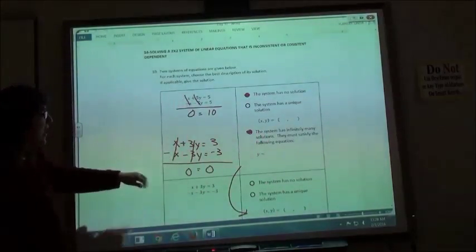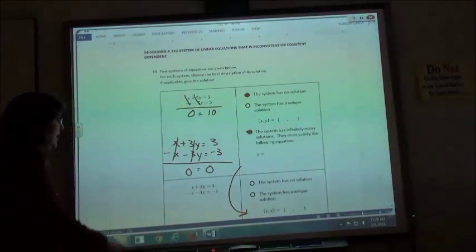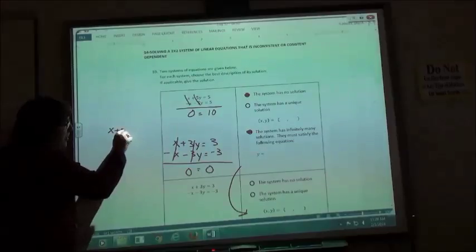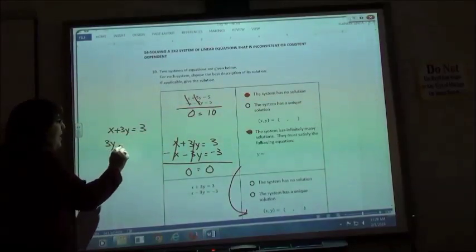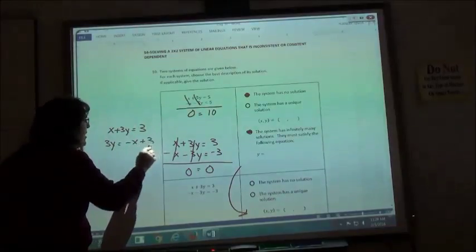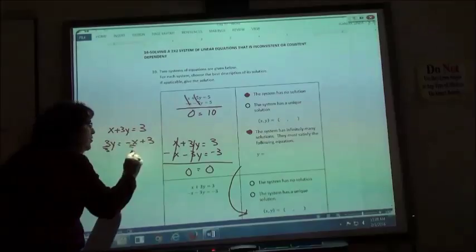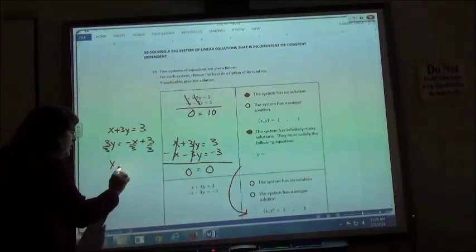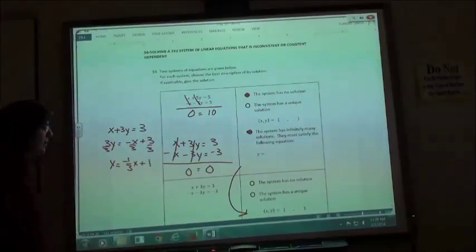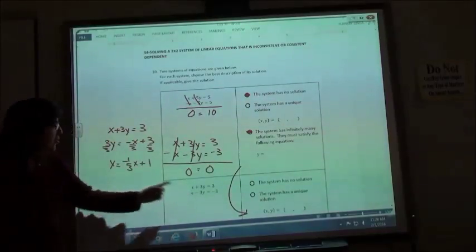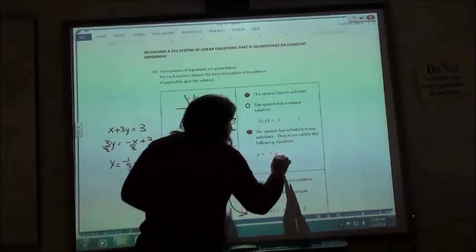And then what they're going to have you do is solve one of your equations for y. So I'm just going to use that top equation. x plus 3y equals 3. So 3y would equal negative x plus 3. Move my x to the other side. I then divide by my 3. So y is going to equal negative 1/3 x plus 1. Either equation, if I solve it, should give you y equals negative 1/3 x plus 1.